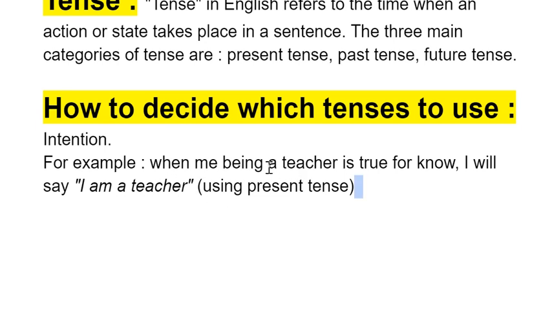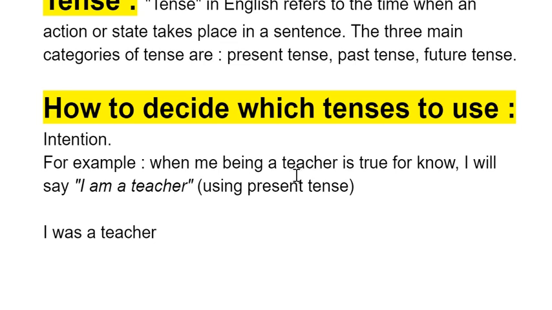What if me being a teacher was true in the past, but it's not true anymore because I'm no longer a teacher? Let's just say I'm a manager right now. So instead of using present, I would use past tense. So my sentence will say, I was a teacher. Okay? Past tense, I was. It is true in the past, but now it's no longer true.